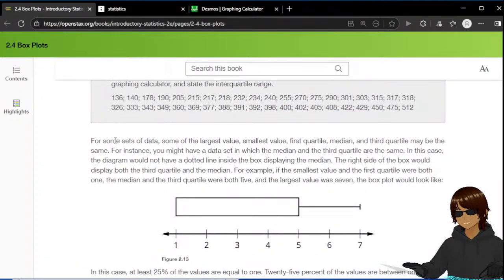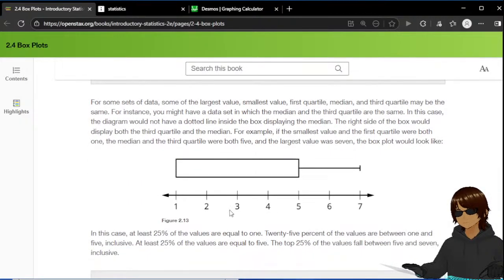For some sets of data, some of the largest value, smallest value, first quartile, median, and third quartile may be the same. For instance, you might have a data set in which the median and the third quartile are the same. In this case, the diagram would not have a dotted line inside the box displaying the median. The right side of the box would display both the third quartile and the median. Okay, I think this is the median and the third quartile at the same time.